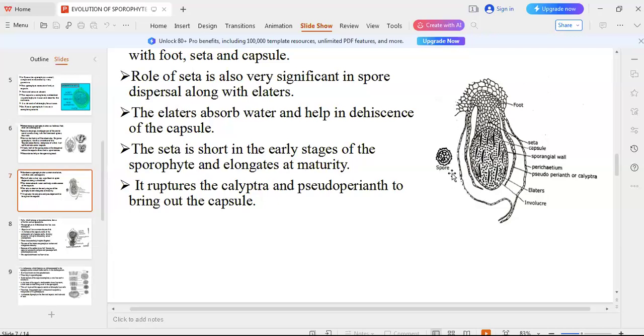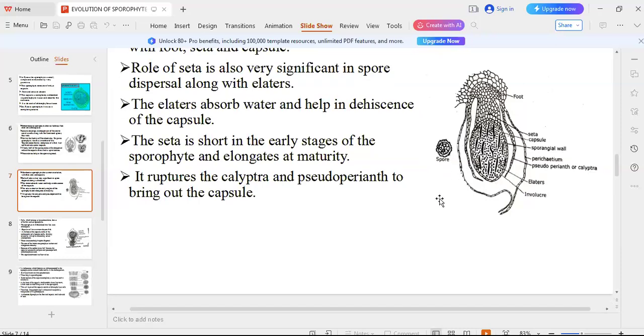Okay. So it ruptures the calyptra and pseudoperianth to bring out the capsule. These are the calyptra and pseudoperianth observed in the Marchantia sporophyte. At spore dispersal time, the calyptra and pseudoperianth rupture to bring out the capsule. Then the capsule wall also ruptures, and the spores are released from the capsule. This is about Marchantia. This is the spore and elaters. These long linear special structures are called elaters.